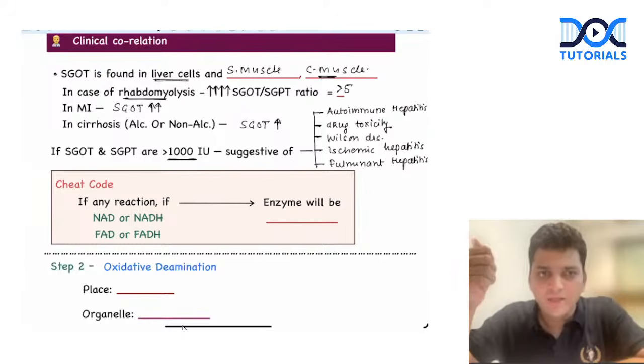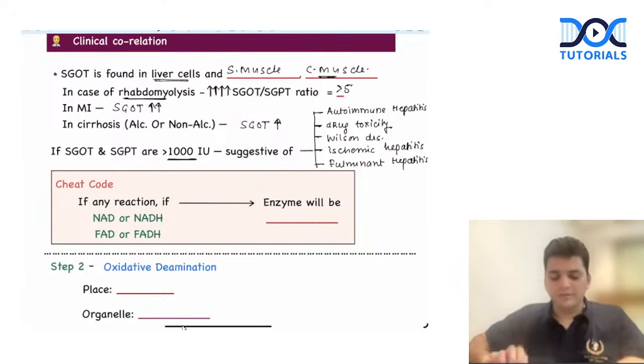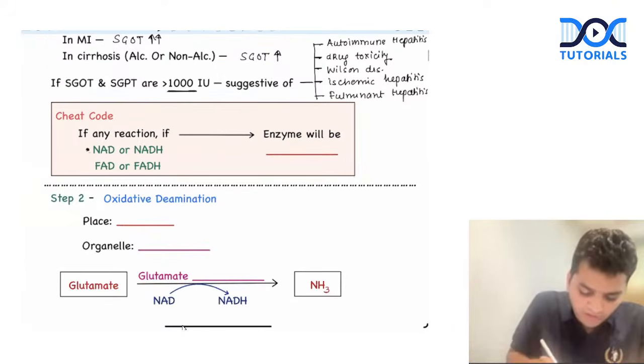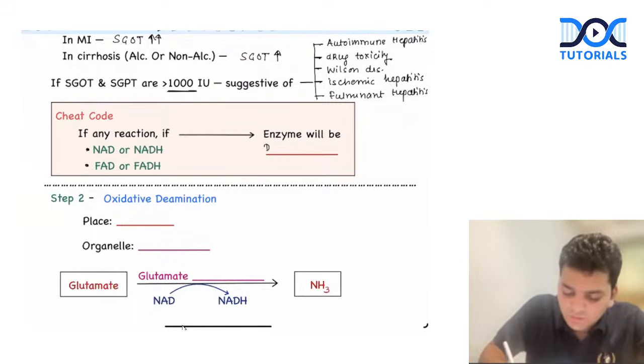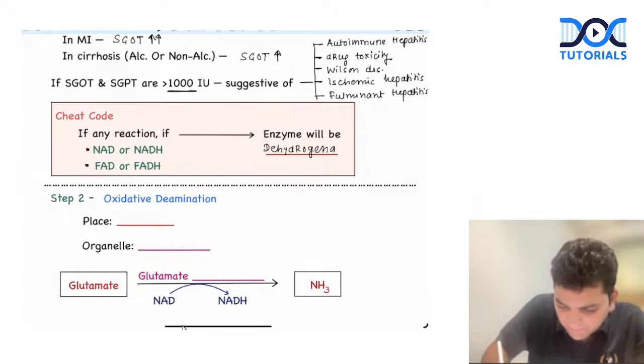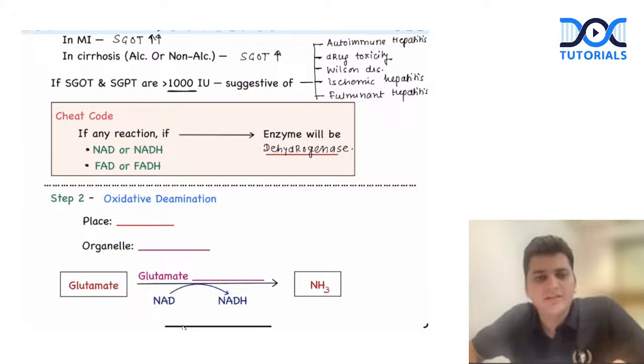The first one: in any reaction of biochem, if you see NAD, NADH or FAD, FADH, if you see these molecules, the name of the enzyme is going to be dehydrogenase. Dehydrogenase. Let's take the example.